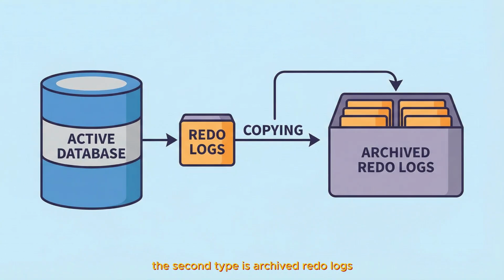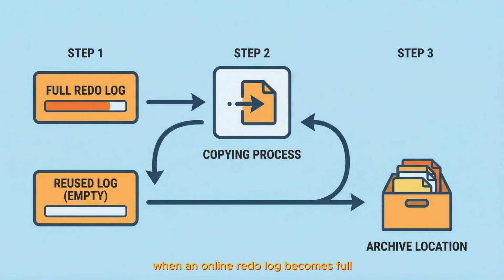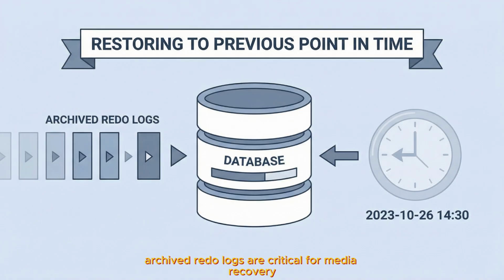The second type is archived redo logs. These exist only when the database is running in archive log mode. When an online redo log becomes full, Oracle makes a copy of it and stores it as an archived redo log before reusing the online log. Archived redo logs are critical for media recovery and point-in-time recovery.